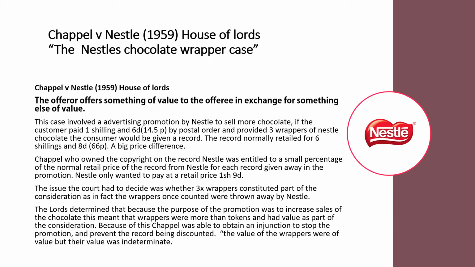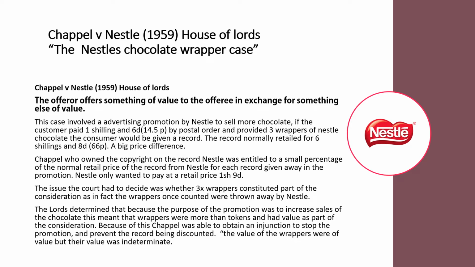The House of Lords looked at this and they did find some value for the wrappers. And you might say, well, how could they do that? They were worthless. But you see, they weren't worthless, and the House of Lords recognised that, because what Nestle were trying to do was they were trying to get customers to change their chocolate brands and buy more of their chocolate brand. Because of this, the wrappers were like a token and had a value.